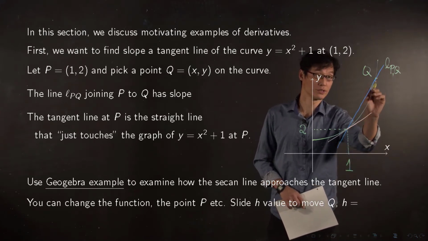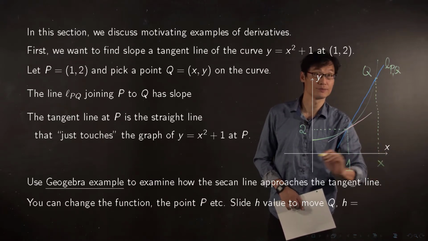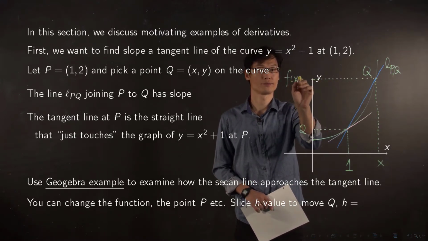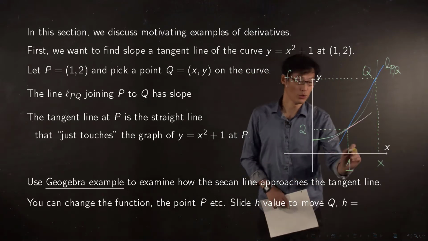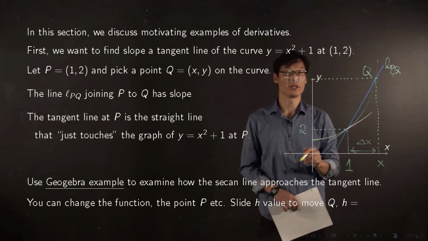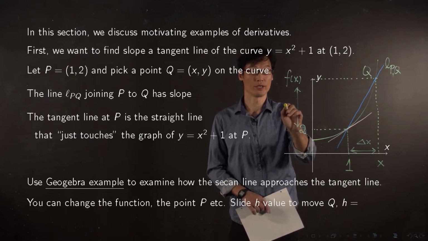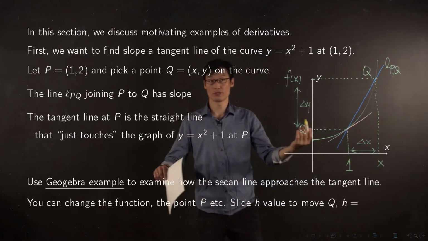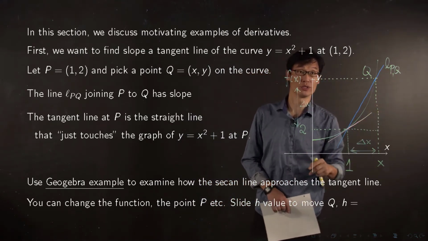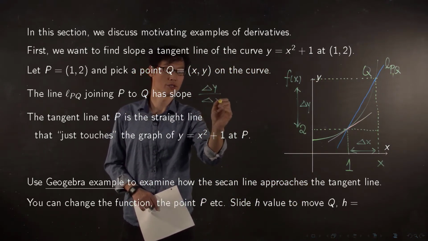Let me pick some coordinate, say this is x, and this is f of x. Let me call delta x this run, and let me call this rise delta y. So basically the slope of this blue line, L sub PQ, is rise over run. So slope is delta y over delta x.